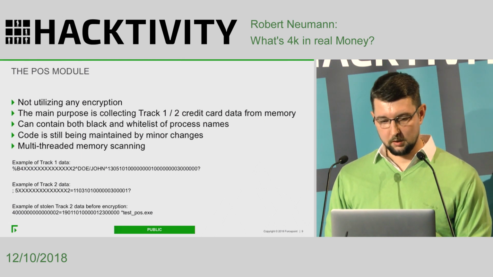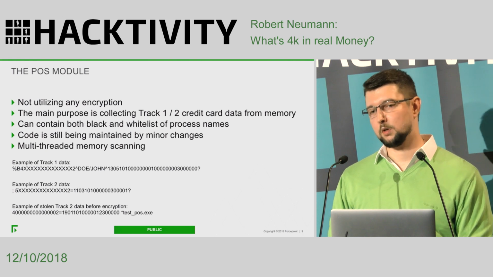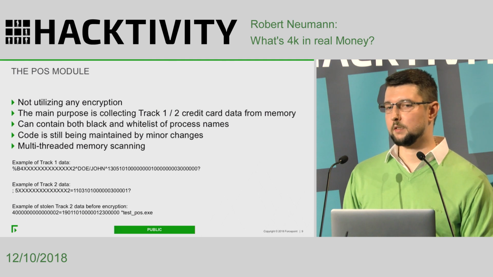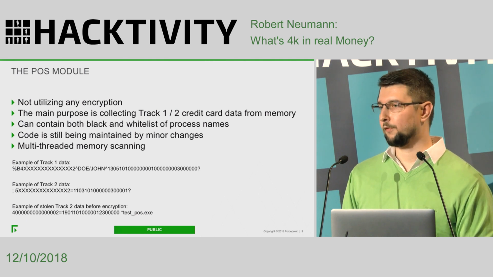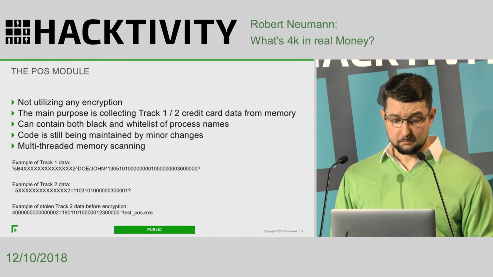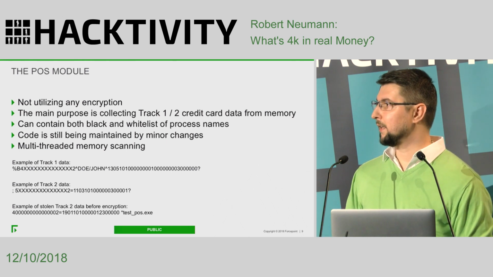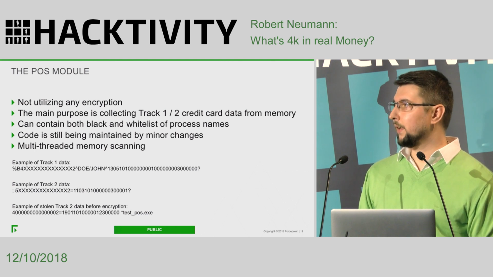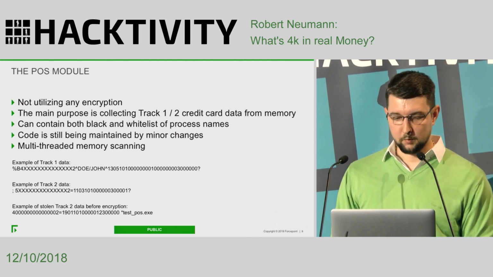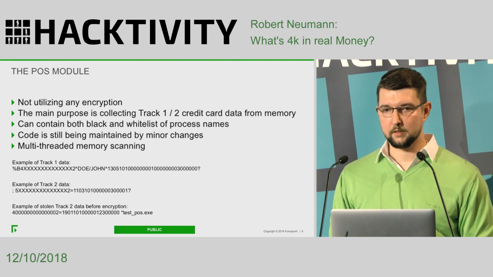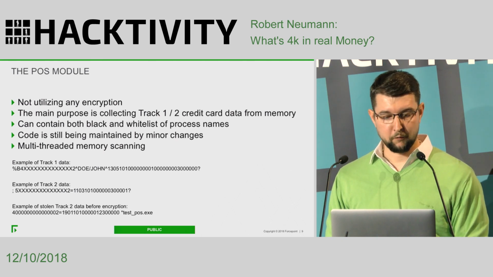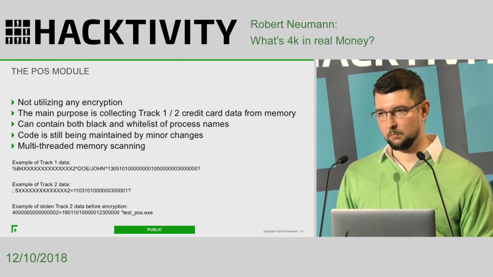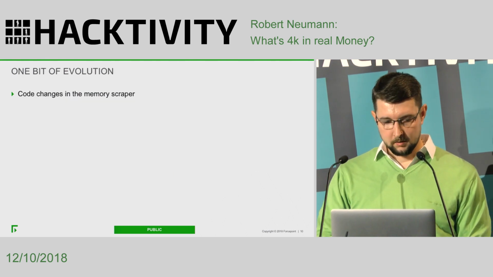The POS module is using a basic XOR before sending that over to the C2, but that's just likely so that DLP and other systems are not flagging the traffic as credit card data. As you can see, I wasn't using a real card number, but basically it's track 2 data, and there is a process name listed, which was my test POS executable, which was nothing fancy. It was actually a notepad, and I was pasting the data just for memory scraping purposes.